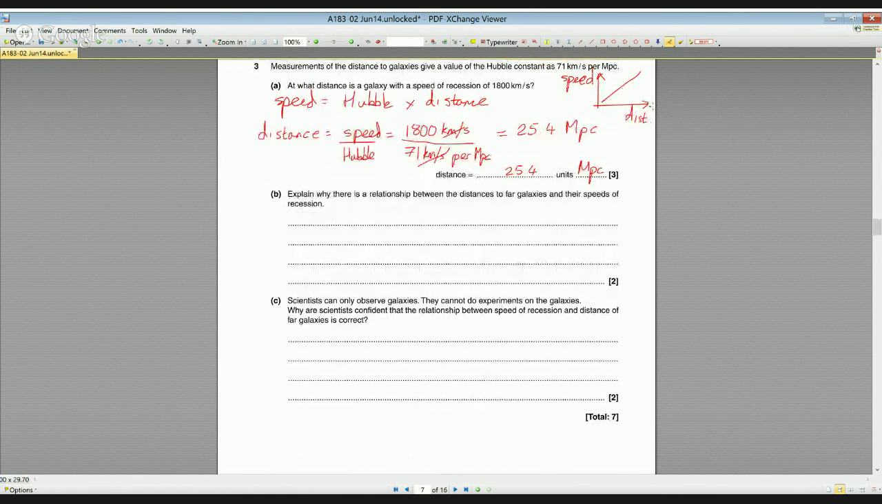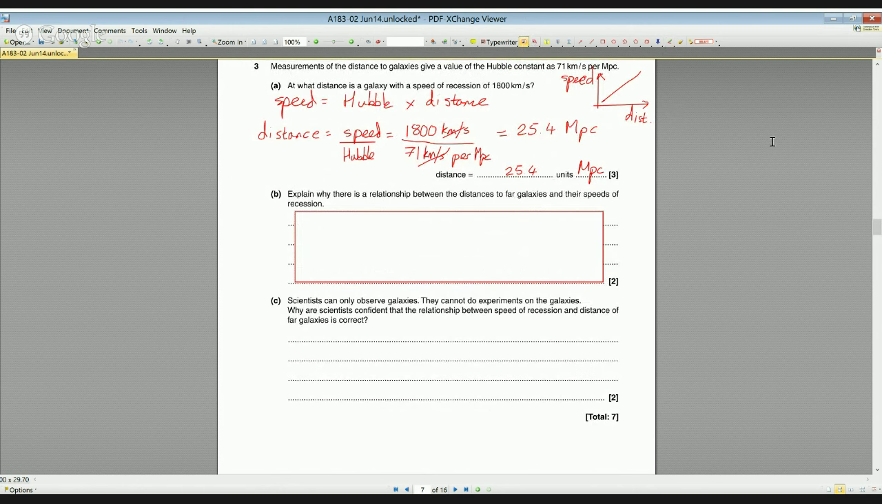Part B, explain why there is a relationship between the distances to far galaxies and their speeds of recession. So this is, as I just discussed there, the fact there is a relationship between them tells us that space itself is expanding. That everything in the universe is moving away from everything else. Space is expanding, so the further away an object, a galaxy, is, the faster it is receding from us. That would get you both marks here.